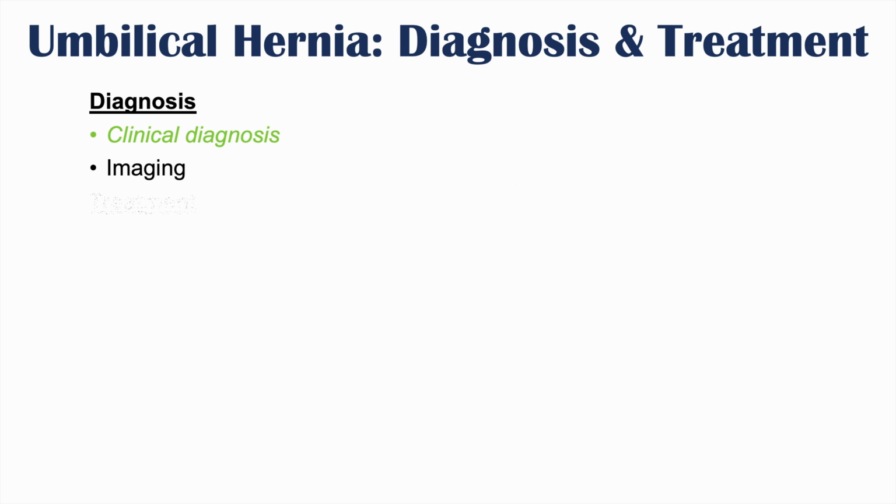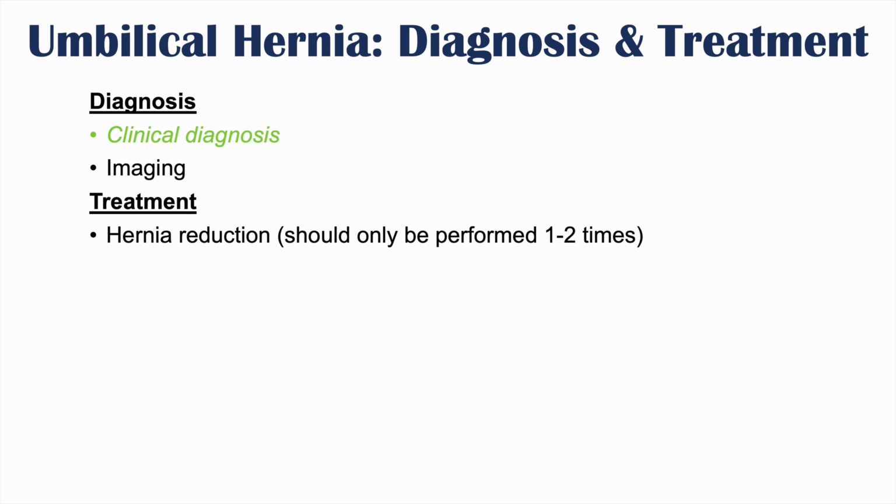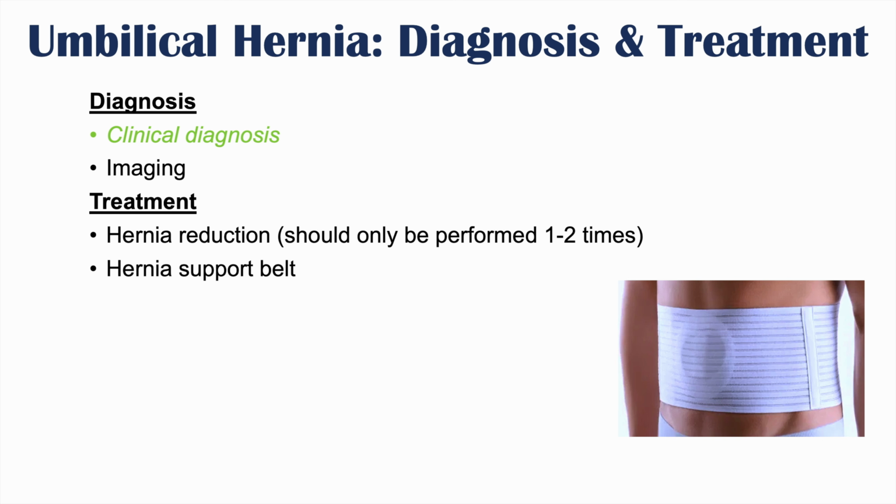Now, how do clinicians treat umbilical hernia? First is hernia reduction. So in the case of an asymptomatic or incarcerated hernia, there are attempts to actually reduce the hernia. It's important to note that this should only be performed 1 to 2 times. If it doesn't go in, this may need surgery or surgical intervention. If there are signs that this is a strangulated hernia, do not reduce the hernia. A hernia support belt is also important, so this can help reduce some of those symptoms that a patient may be experiencing. So once the hernia has been reduced, a patient can wear a belt like this that can help hold the hernia and hold the abdominal contents inside.